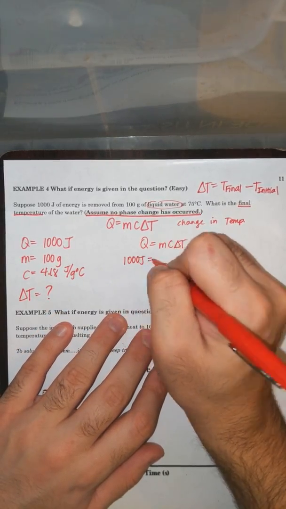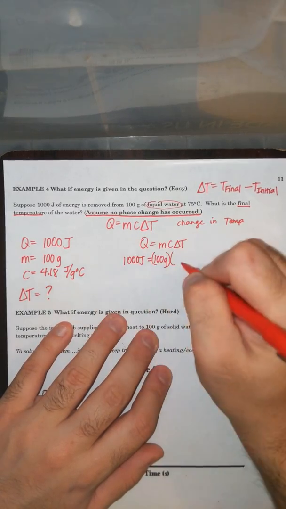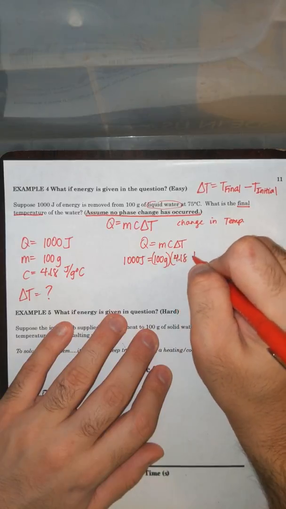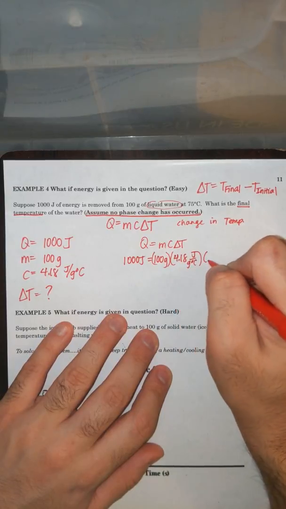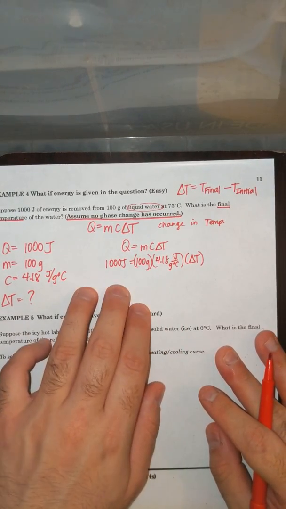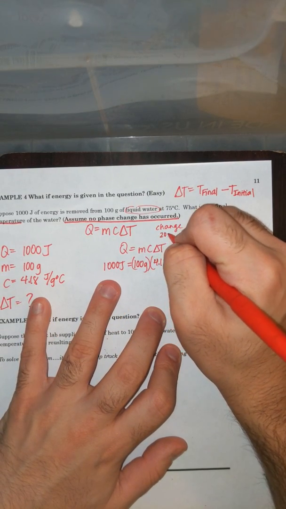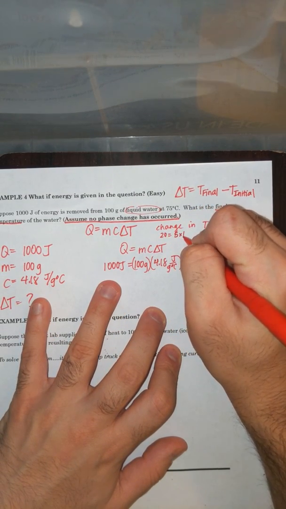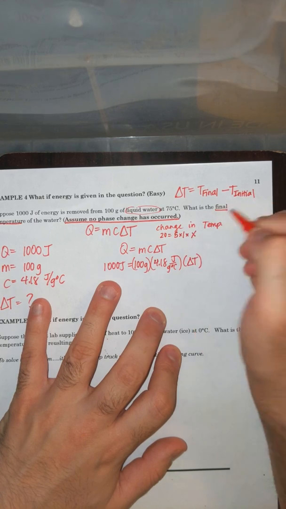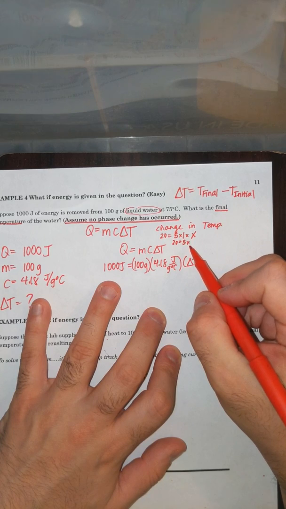1,000 joules is equal to 100 grams times 4.18 joules per gram degrees Celsius times delta T. Delta T is my unknown. If I'm solving a problem like this, it would be like solving 20 is equal to 5 times 1 times x. 20 equals 5x. How would I solve for x?